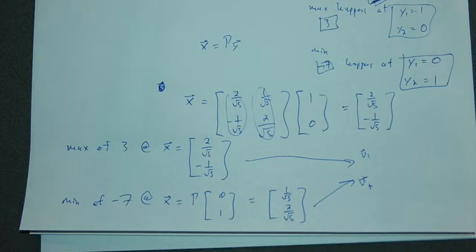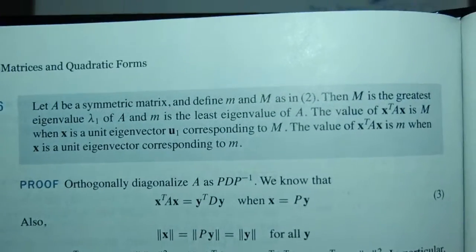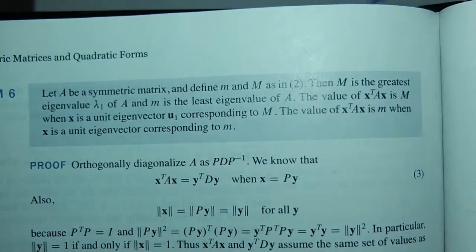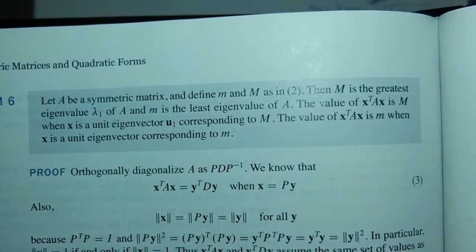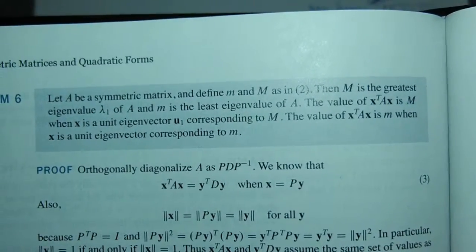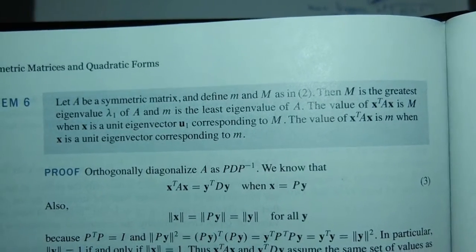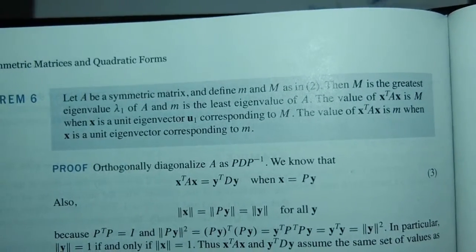to it. So this is theorem 6 in my version of the textbook. I can't remember what I called it when I wrote it before, but here's what it looks like. So this is theorem 6. So A is a symmetric matrix. Define little m and big M. I'm not going to go back to the previous page. Then big M, this is the max value, is the greatest eigenvalue of A, and little m is the least eigenvalue of A. And the value of big M is obtained when x is a unit vector corresponding to big M, and the value of little m is obtained when it's a unit eigenvector corresponding to little m.